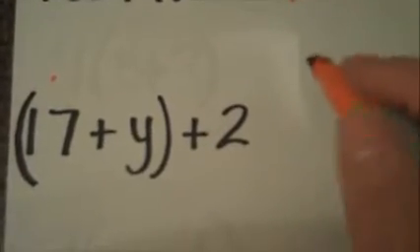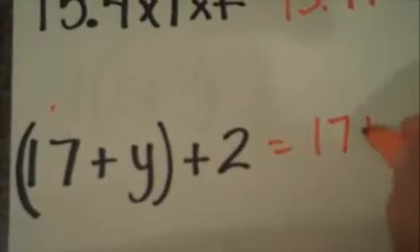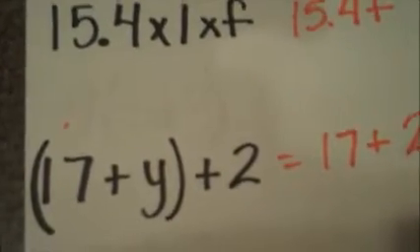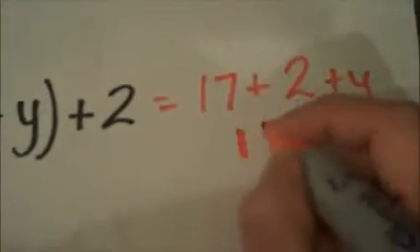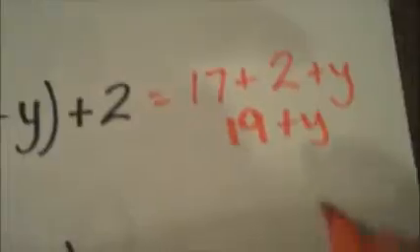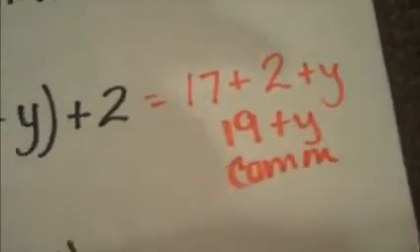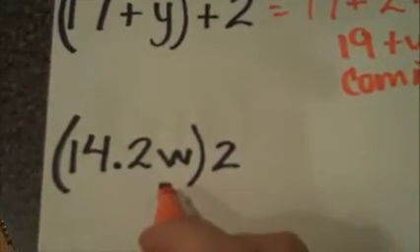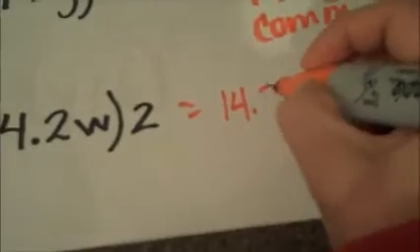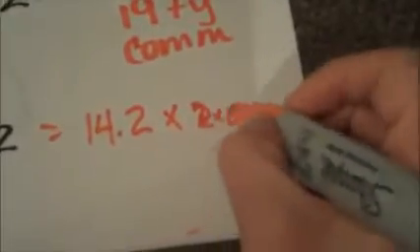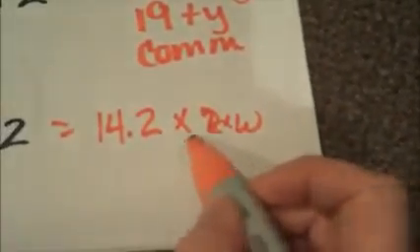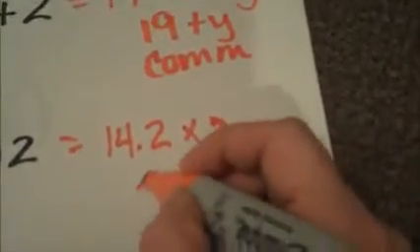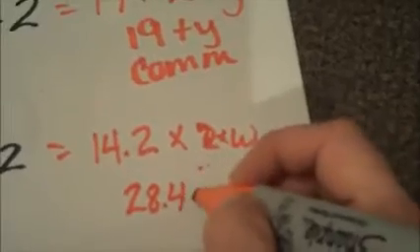17 plus y plus 2. This one I could switch the order of the 2 and the y and end up with 19 plus y because of the commutative property. 14 and 2/10 times w times 2. 14 and 2/10 times 2 times w means that I could do 14.2 times 2, and that would be 28.4 times w.